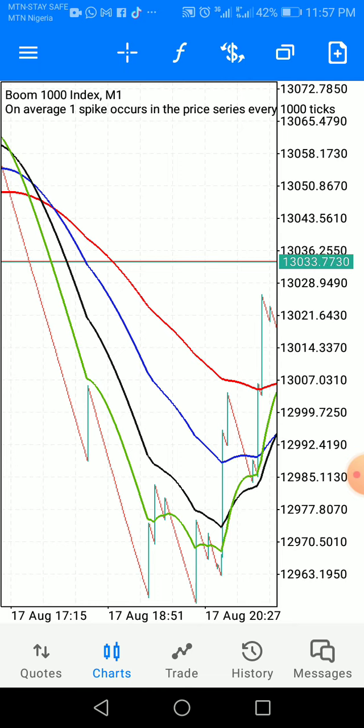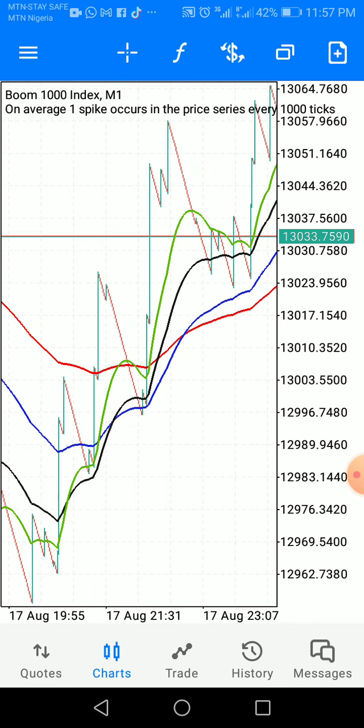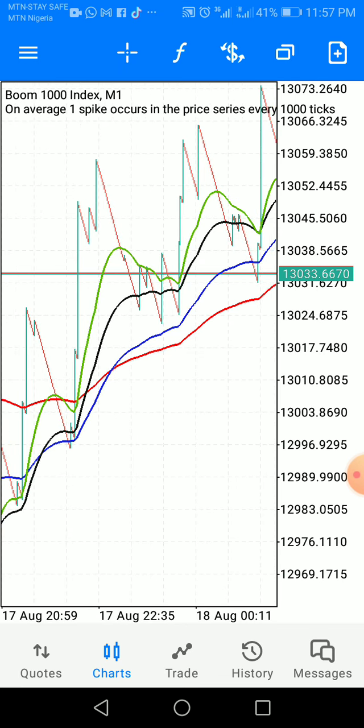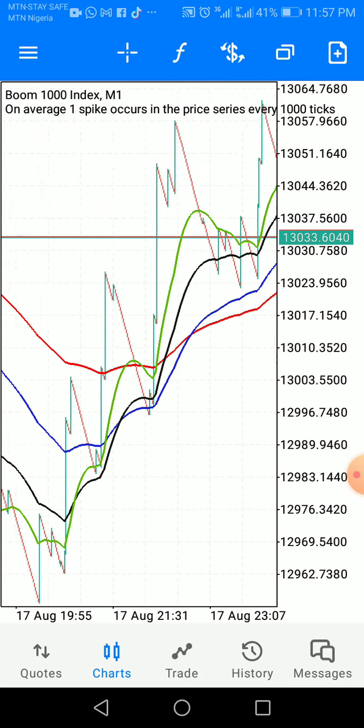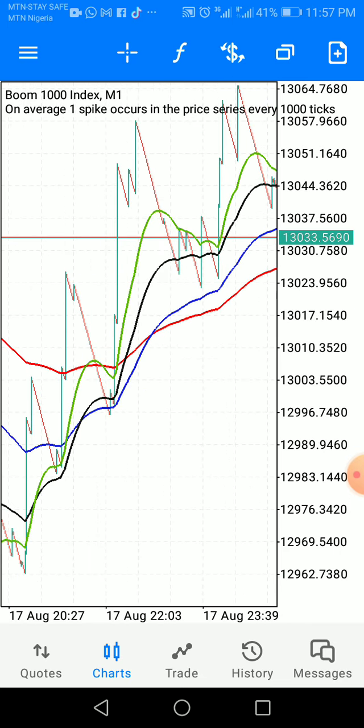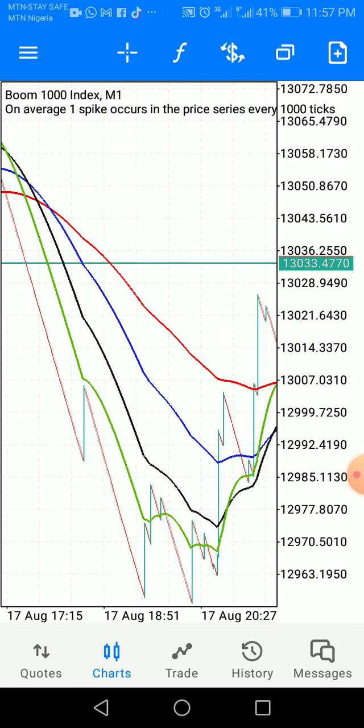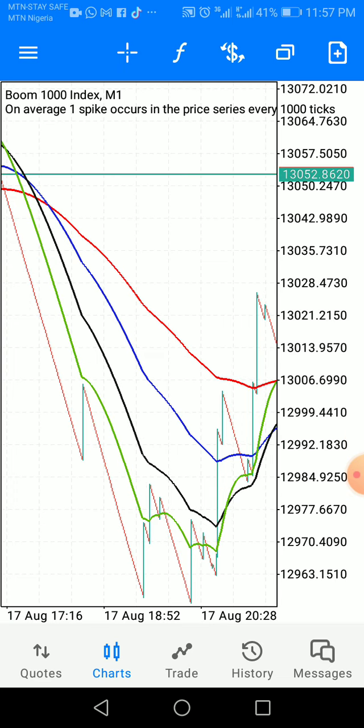So how do we use it? This is how the strategy works. The first thing you want to look out for is a change of trend. You have to wait for the market to change trend. When you're looking for that, we have four moving averages here. You have to wait for all four moving averages to cross each other.